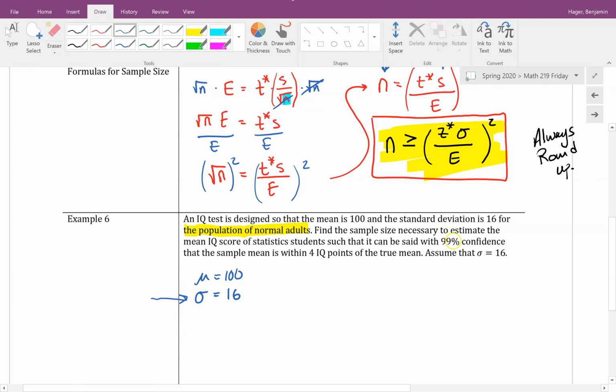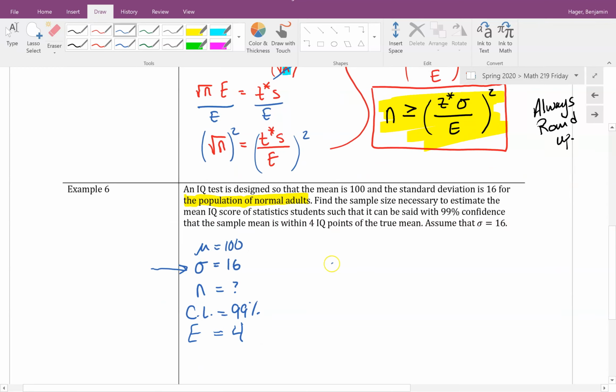Find the sample size necessary, so we're looking for n, to estimate the mean IQ score of statistics students such that it can be said with 99% confidence, my confidence level is 99%, that the sample mean is within 4 IQ points of the true mean. That's your error. That's how much you're willing to be off by, 4 IQ points.